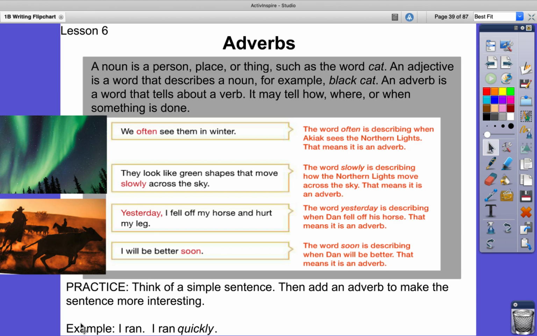So for example, if I say, I ran, well, let me ask this. How did you run? I ran quickly. Quickly is the adverb that describes the verb ran. It tells me how you ran. So you could run quickly, you could run slowly. So if we add these adverbs, it's going to add more details to our writing.